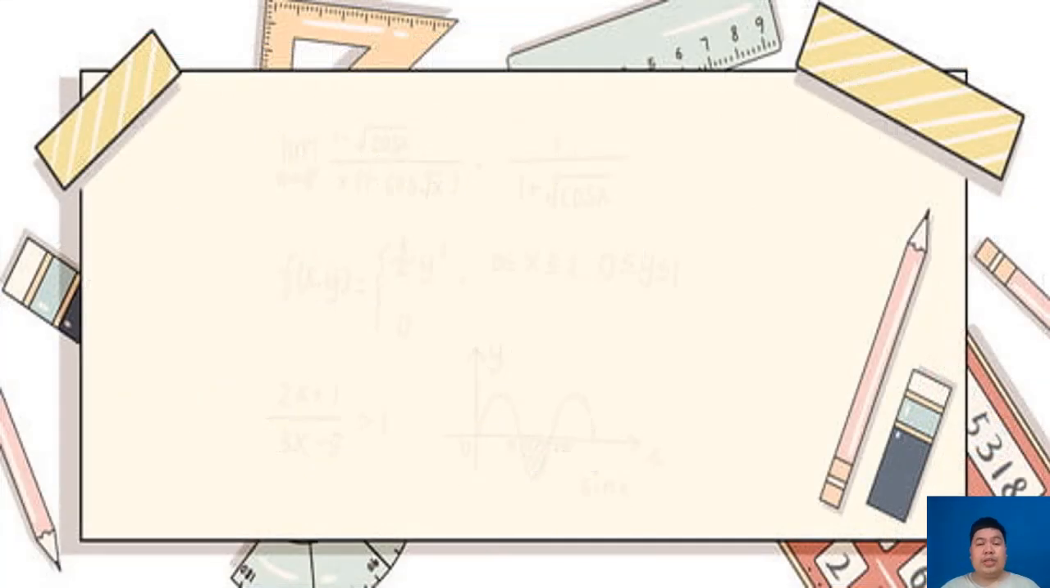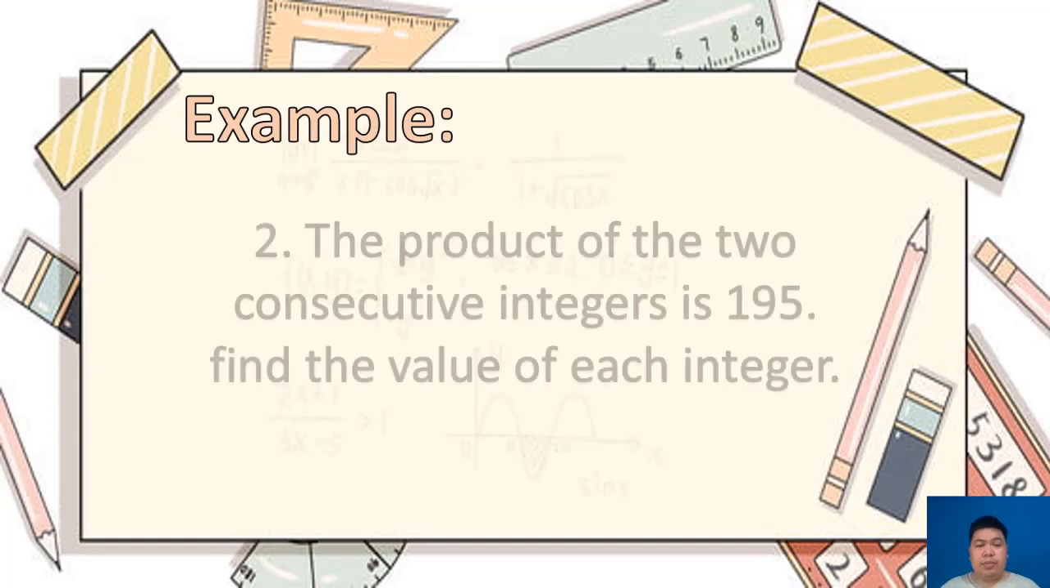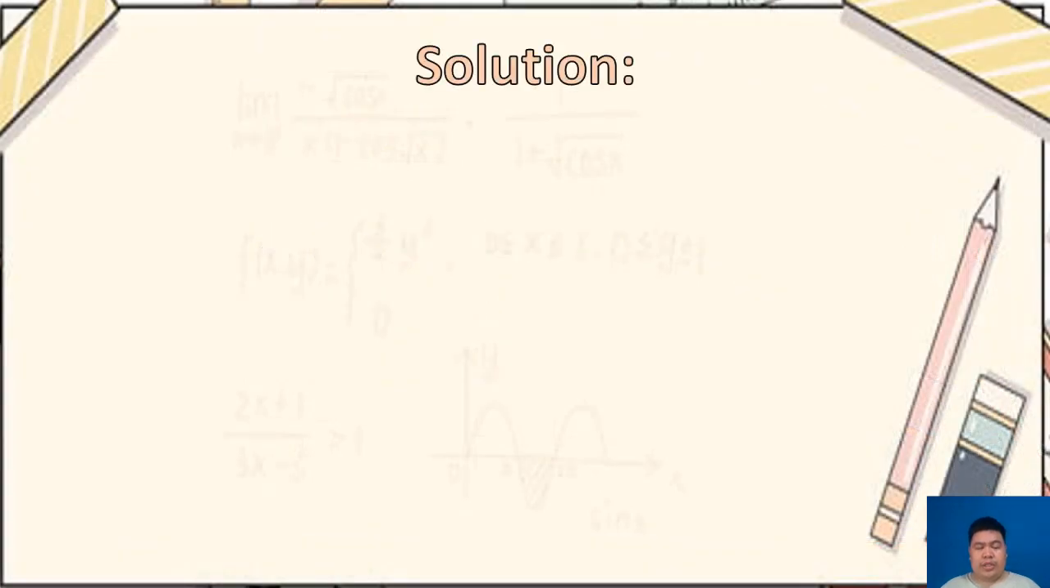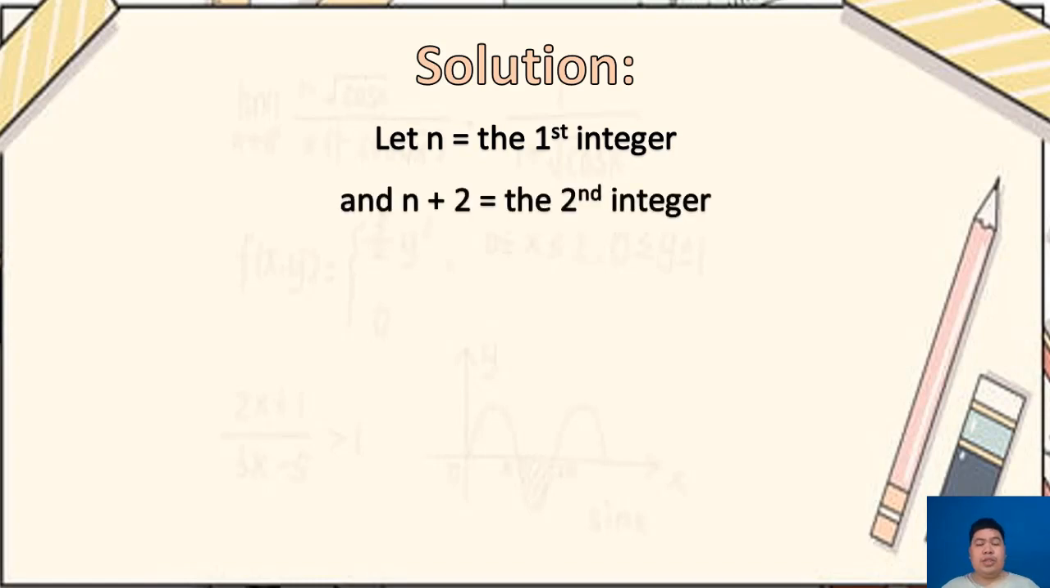Now, we will proceed to example number 2. In example number 2, we have the product of two consecutive integers is 195. Find the value of each integer. Now, here's our solution. Let n be the first integer, then n plus 2 will be the second integer. Then we will have the equation n multiplied by the quantity n plus 2 is equal to 195.